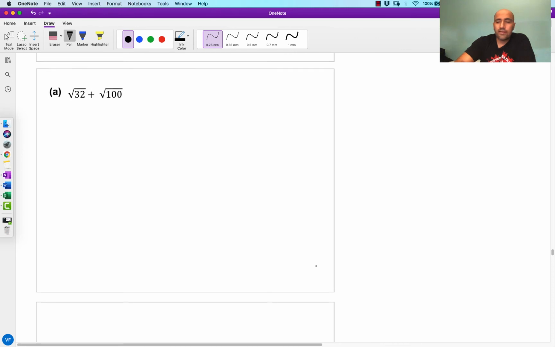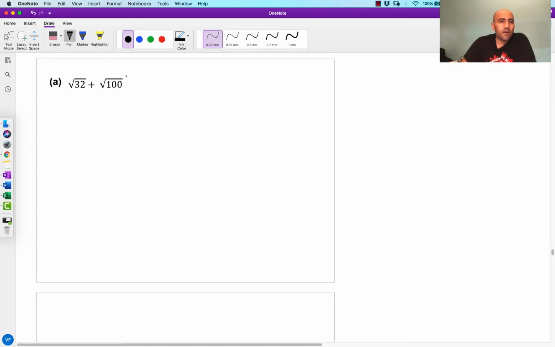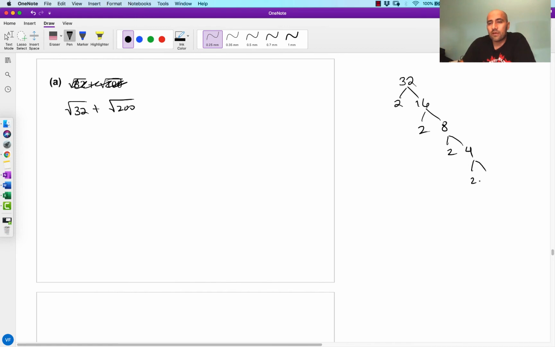Okay, next example, and I think I had made a mistake when I copied this. So this should be 200 in here. So let's rewrite it. This is root 32 plus root 200. Okay, so in order to add these two, let's break them down and simplify them as best we can. So 32, we know that that's going to be 2 times 16, which is equal to 2 times 8, which is equal to 2 times 4, which is equal to 2 times 2. That's going to be 1, 2, 3, 4, 5. That's going to be 2 to the 5th power.